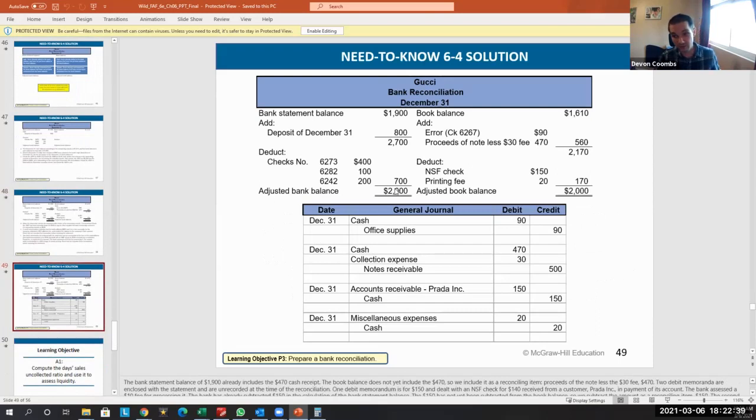Then we need to do the journal entries based on all of the book balances, right? I'm not going to go through that in the systems we've talked about. Cash, we need to adjust for the office supplies. We need to do the collection of notes receivable like we did with the prior one. The accounts receivable, we'd have to add back because the check bounced. And then we'd have our miscellaneous expense that we need to adjust for the check printing. We did those previously, so I'm not going to do that again.